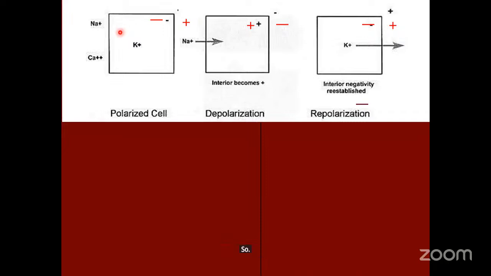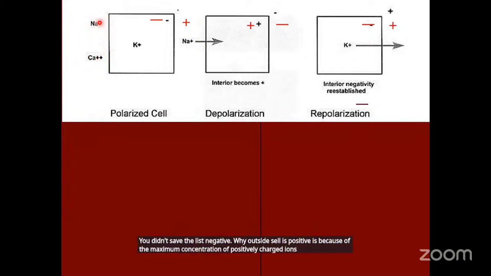So a normal resting cell, which is called the polarized state, is nothing but the cell that has not received the current yet. So at the resting state or the polarized state, the outside of the cell is positive and the inside of the cell is negative. The outside of the cell is positive because of the maximum concentration of positively charged ions outside. That's why the outside is positive and the inside is negative. So this is the resting state.